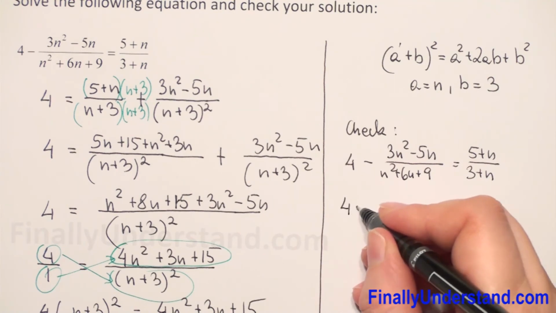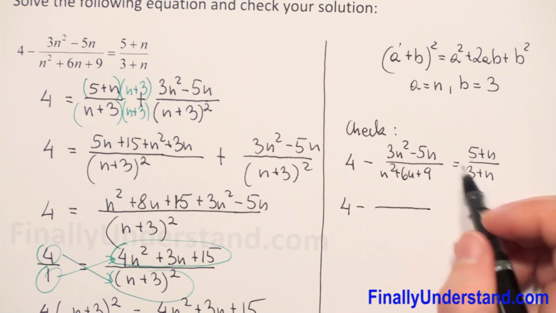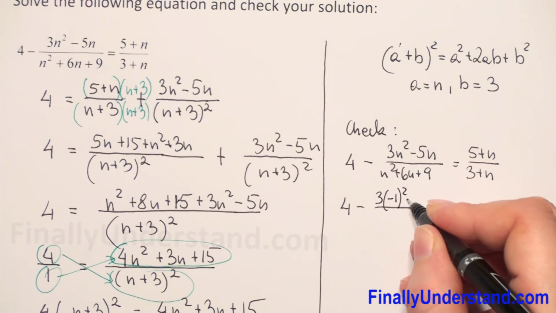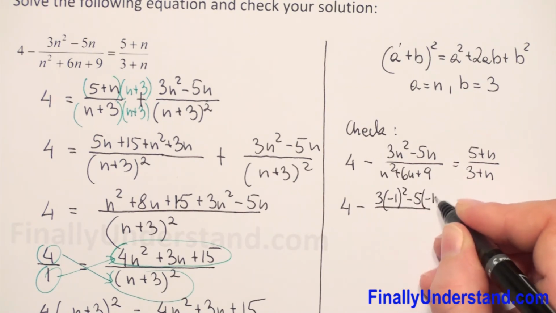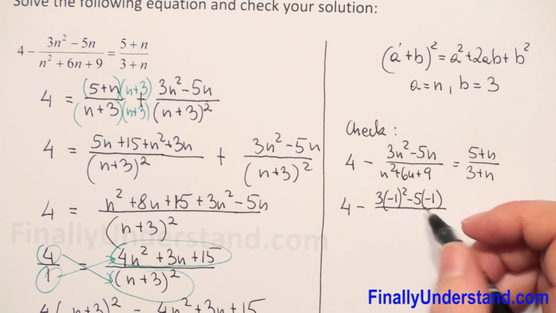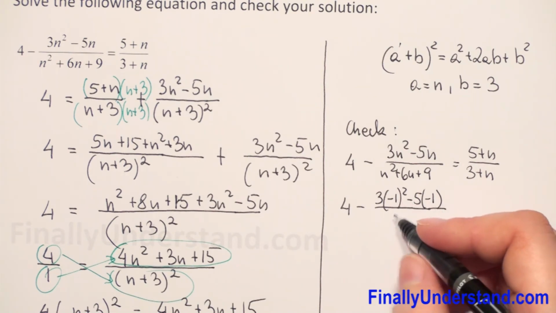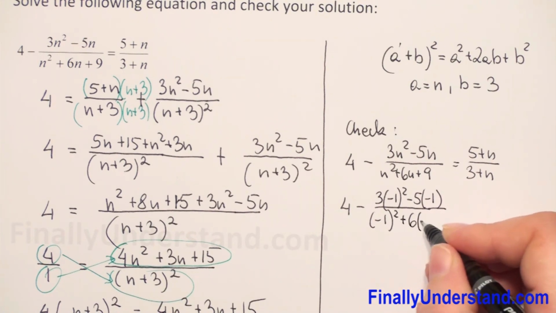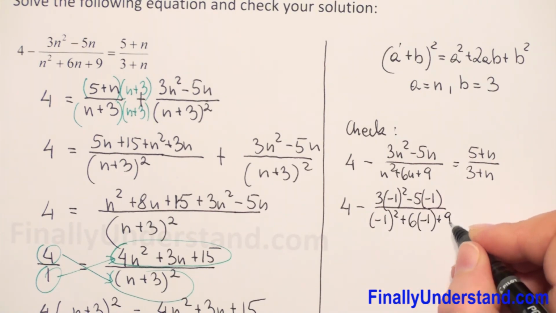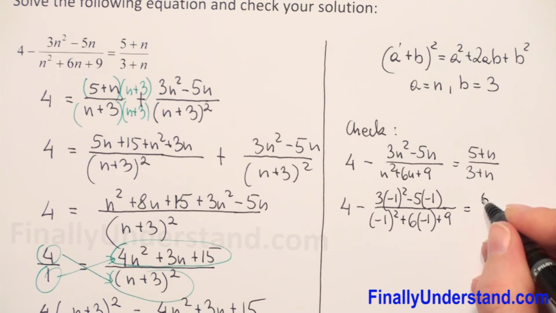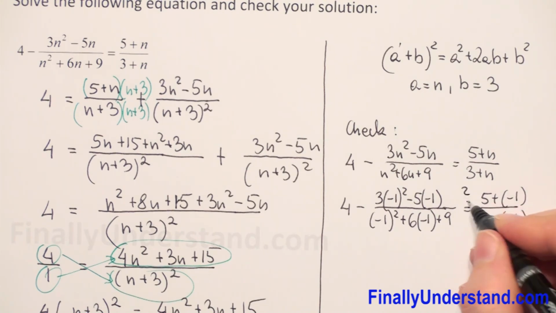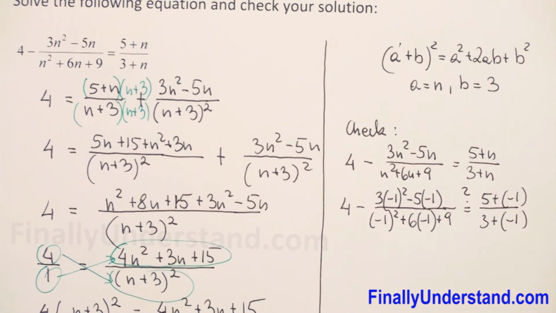So we have 4 minus, we will substitute n's by negative 1, so we have 3 times negative 1 to the second power minus 5 times negative 1, a negative number we will write in parentheses, so we have negative 1 to the second power plus 6 times negative 1 plus 9, so this is equal to 5 plus negative 1 over 3 plus negative 1. We have to check if the left side is equal to the right side.